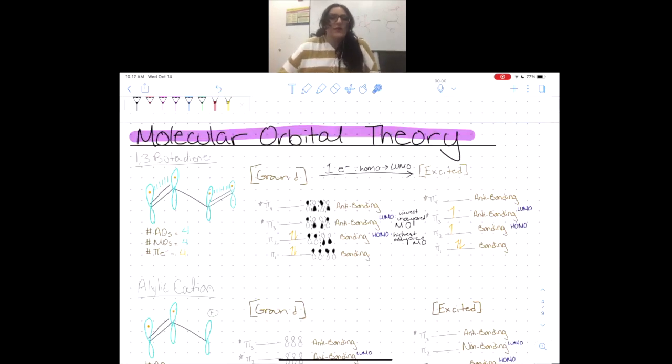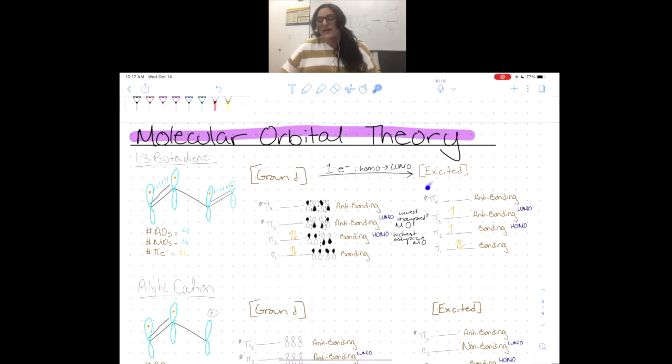So to recap, 1,3-butadiene has 4 atomic orbitals, 4 molecular orbitals, and 4 pi electrons. We have 2 bonding orbitals and 2 antibonding orbitals. And in the ground state, we have 4 pi electrons in bonding orbitals and 0 pi electrons in our antibonding orbitals. And we know that the HOMO is pi 2 and the LUMO is pi 3. And in the ground state, there are 0 electrons in the LUMO and there are 2 electrons in the HOMO.